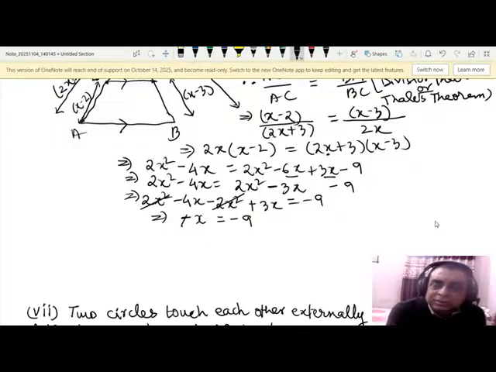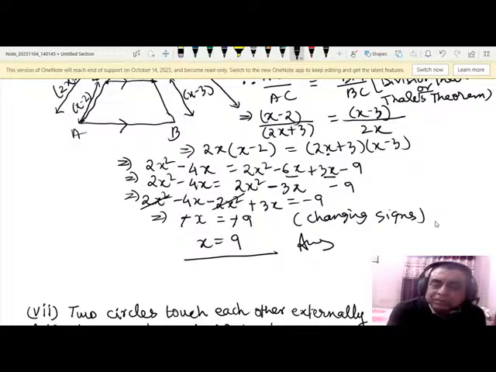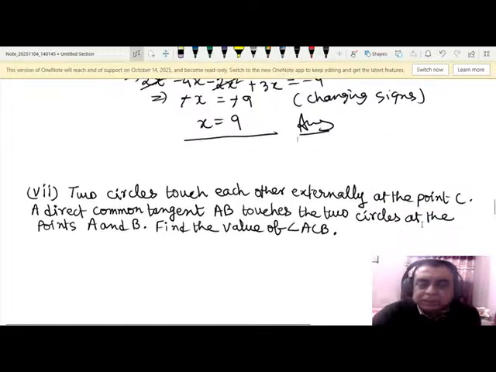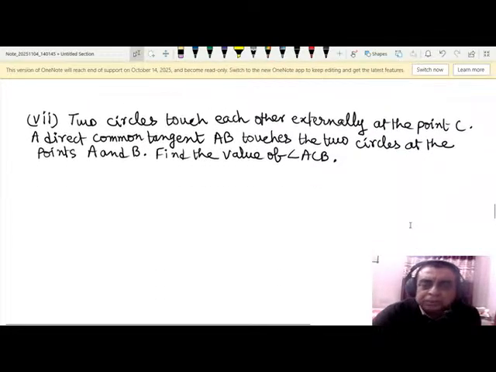Now you cut the sign from both the sides, changing the signs of both the sides. So the value of x is coming to 9. So that is the answer. Now we are moving to the next question.